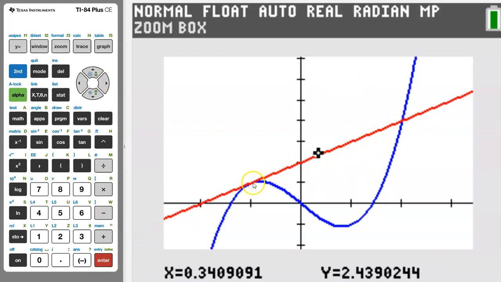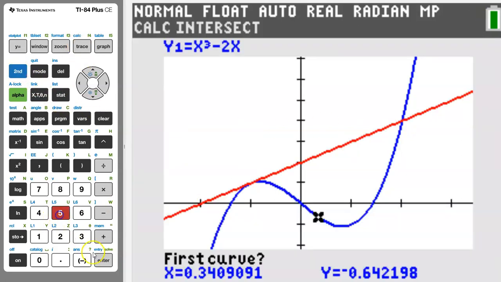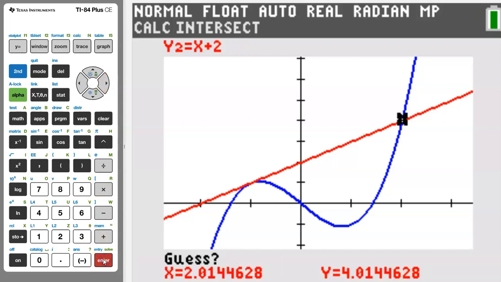Actually, the first intersection point is the point of tangency that we were given. So we know this is -1, 1. So it's really just the intersection point on the right that we need to find. So hit second, trace, and intersect is 5. Move the pointer very close to the intersection of the two curves, and hit enter. And hit enter again, and when it says guess, just hit enter again. So this intersection is at the point 2, 4. Let's take a picture of this.